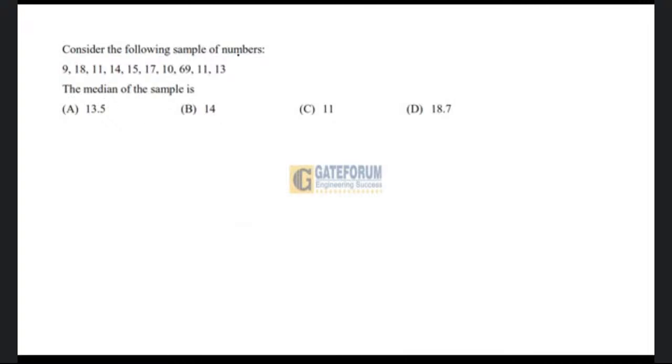Consider the following sample of numbers. As you can see, the numbers given are 9, 18, etc. The median of the sample. So the first thing that you will have to do if you have to find out the median is arrange them in order. It can be anything, ascending, descending, whatever you like. Let us write in ascending.